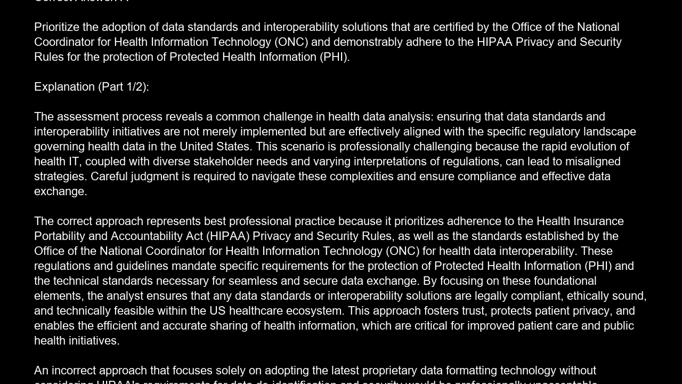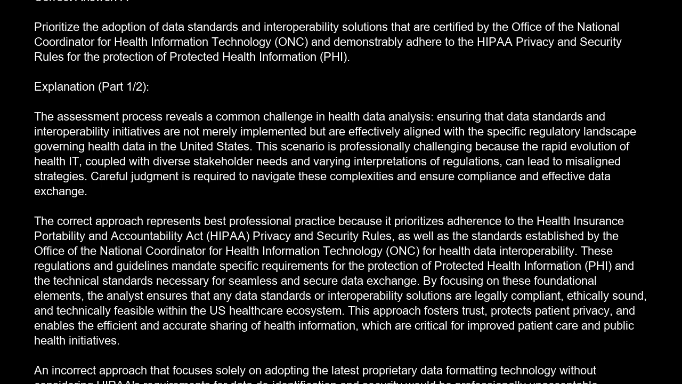Explanation. The assessment process reveals a common challenge in health data analysis, ensuring that data standards and interoperability initiatives are not merely implemented, but are effectively aligned with the specific regulatory landscape governing health data in the United States. This scenario is professionally challenging because the rapid evolution of health IT, coupled with diverse stakeholder needs and varying interpretations of regulations, can lead to misaligned strategies. Careful judgment is required to navigate these complexities and ensure compliance and effective data exchange.